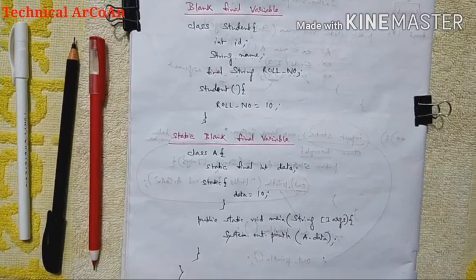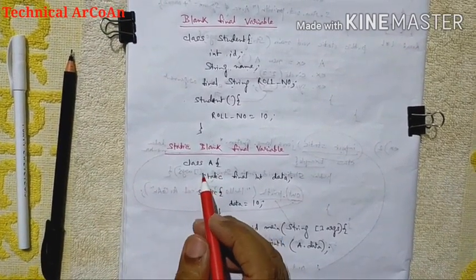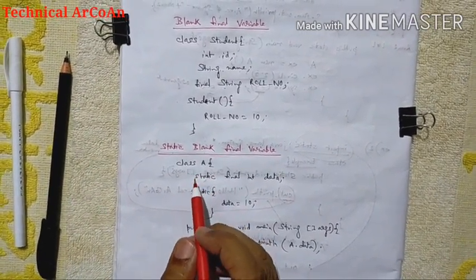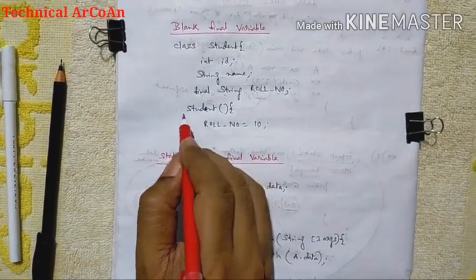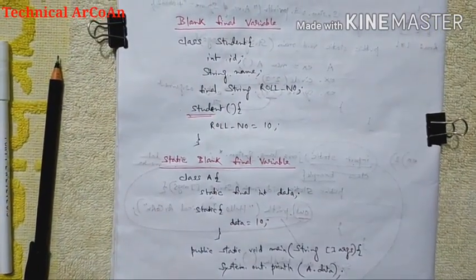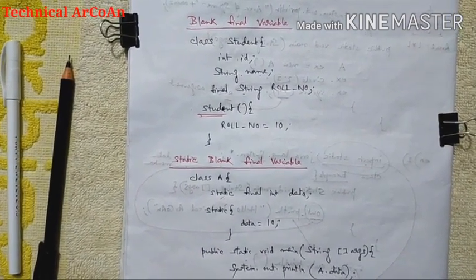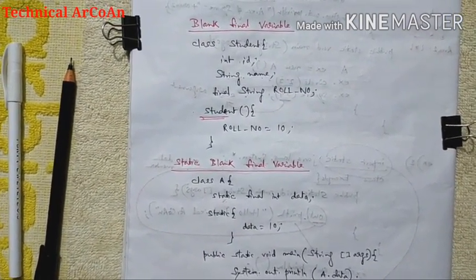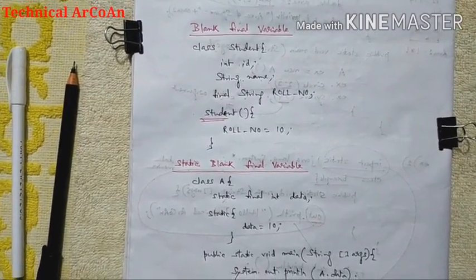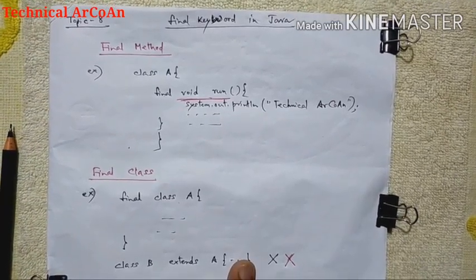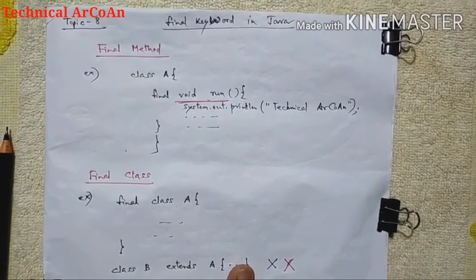Okay? Now points to be remembered. Number one, we cannot declare a constructor as final because a constructor is never inherited. Okay? Number two, we can declare any parameter as final, and then we cannot change its value. Okay? Number three, a final method can be inherited, but we cannot override it.